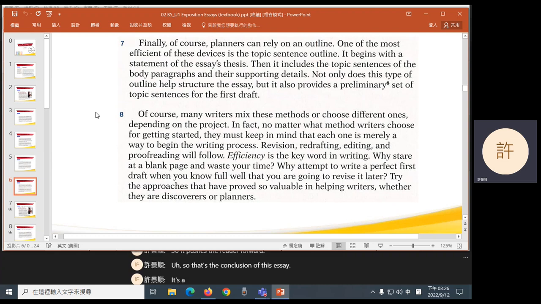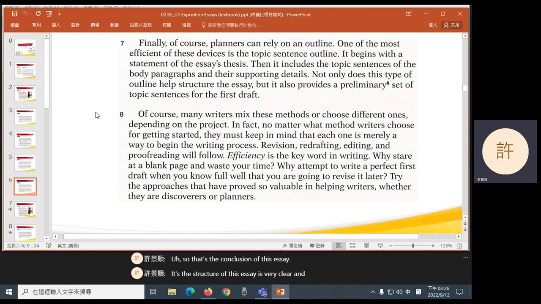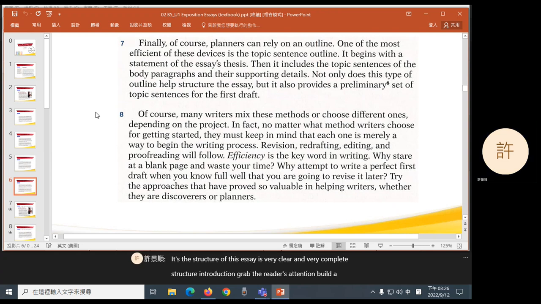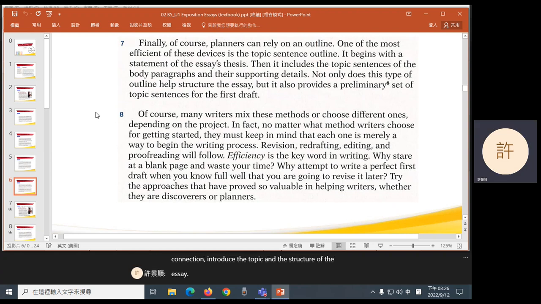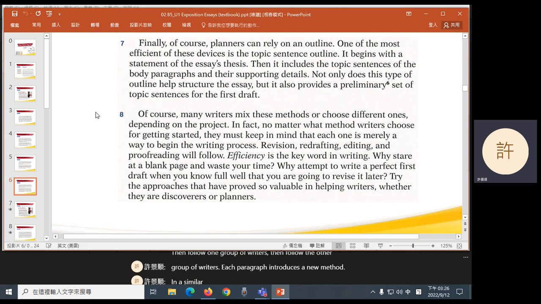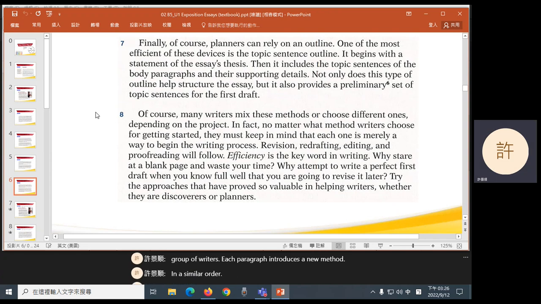The structure of this essay is very clear and a very complete structure. Introduction: grab the reader's attention, build a connection, introduce the topic and the structure of the essay. Then follow one group of writers, then follow the other group of writers. Each paragraph introduces a new method in a similar order. And then at the end, summarize all that you have said and push the reader toward the future.